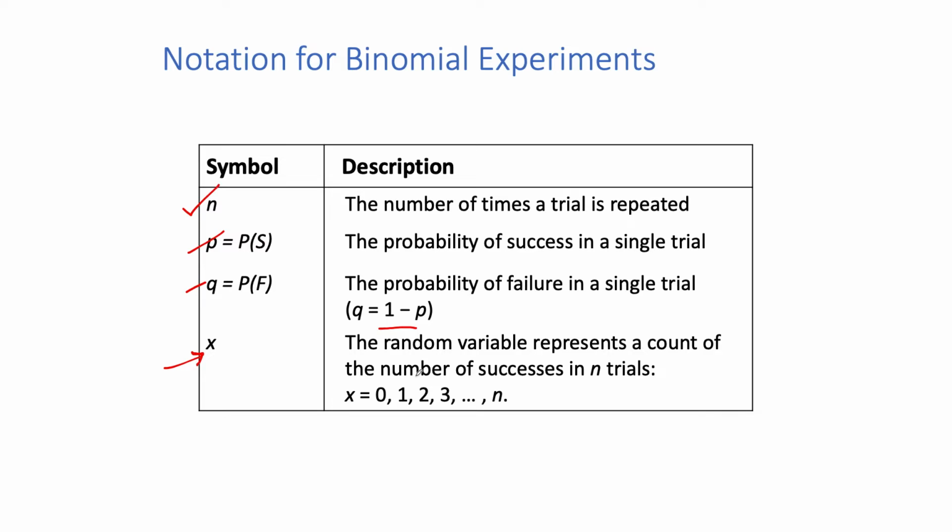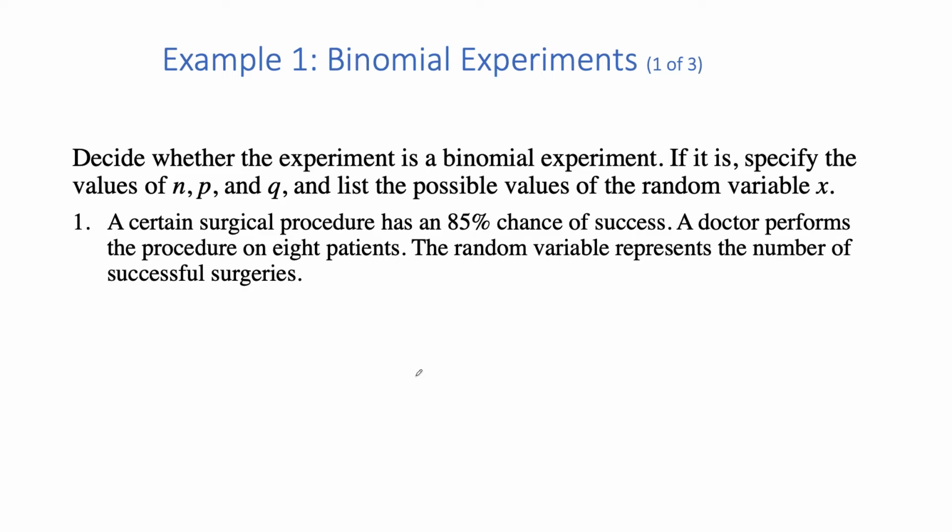Okay, so let's look at a couple of examples to determine whether the situation we're dealing with is binomial or not. Because the crucial element is to recognize whether you're dealing with a situation which can be a binomial experiment or not. Because if you can determine that it's a binomial experiment, then there's a set of formulas that we can use to find probabilities.